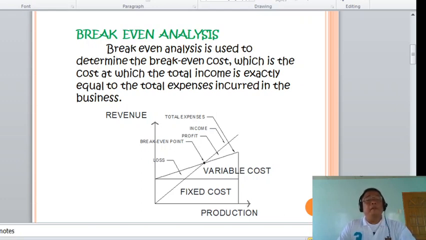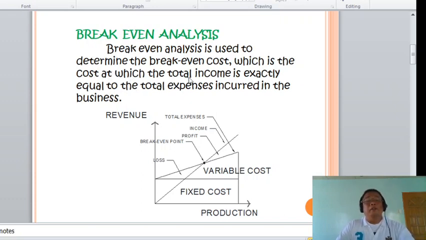Break-even analysis is used to determine the break-even cost, which is the cost at which the total income is exactly equal to the total expenses incurred in the business. Take note, class. If the total income is exactly equal to the total expenses, that is called the business is at break even.